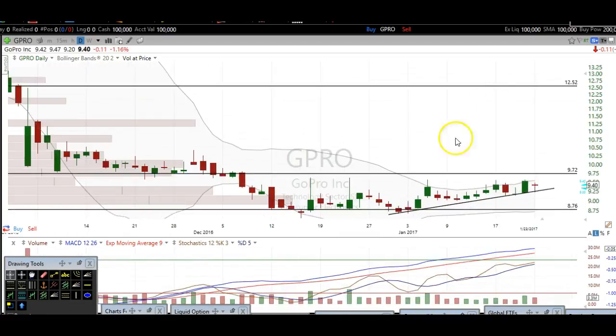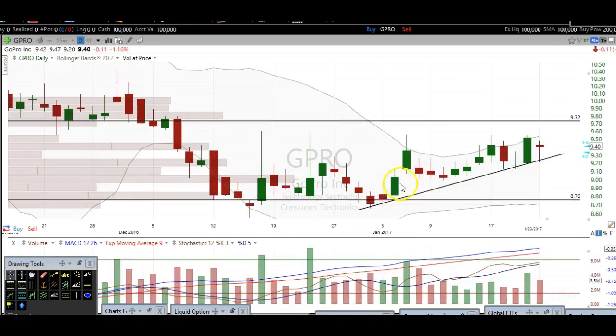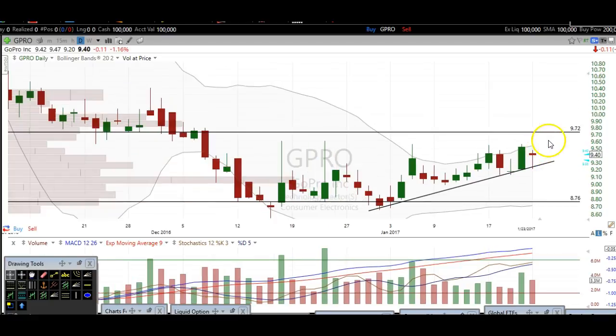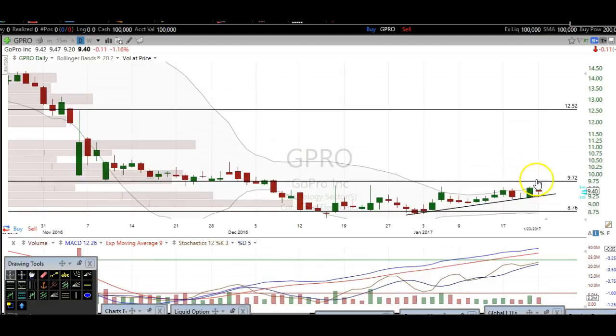And GoPro, you can see here, has this nice uptrend line. You can see we've gotten several bounces off of it. On Friday, we had a nice high volume, big green candle right here. And today we just kind of had a consolidation candle. Definitely think that GoPro can and will head higher. And 972 is going to be that next resistance level that you want to be looking for.